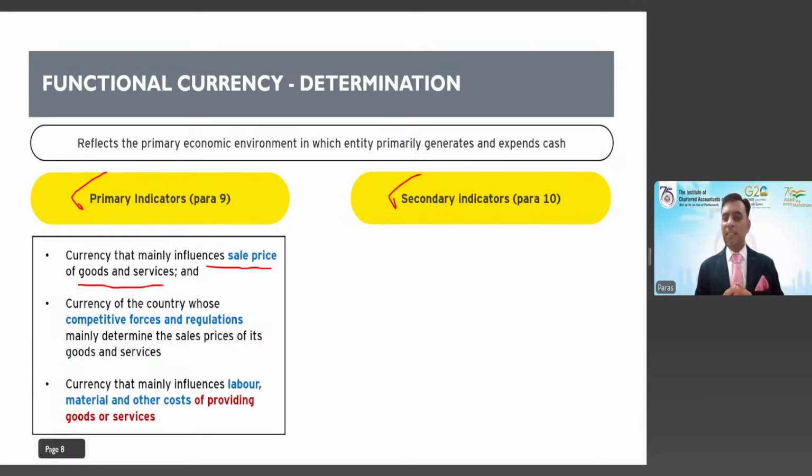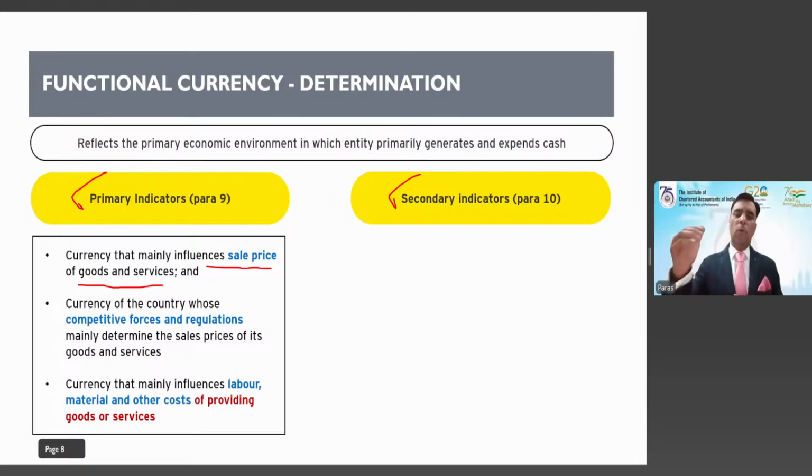Let's assume there is an entity S Limited that is the subsidiary of H Limited. This S Limited is registered in India and is carrying out its business in India. But H Limited, which is the holding company of this S Limited, is situated in the US. And US dollar is the functional currency of this holding company. Now, what is happening?